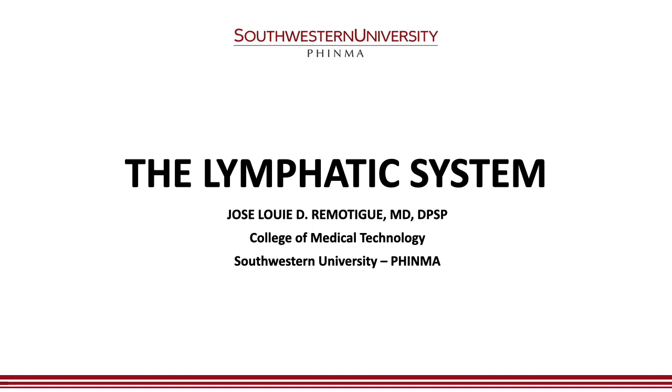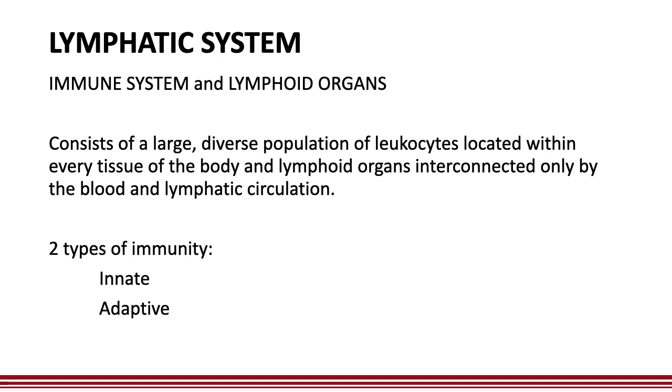Onto the lymphatic system. The lymphatic system is part of the immune system. Now, the lymphatic system is composed of the immune system working hand in hand with the various lymphoid organs in the body. The immune system consists of a large, diverse population of cells in the blood called WBCs, which interact, develop, and mature in various organs in the body called lymphoid organs. And these lymphoid organs are interconnected only by the blood and the lymphatic circulation. There is no physical connection between these lymphoid organs.